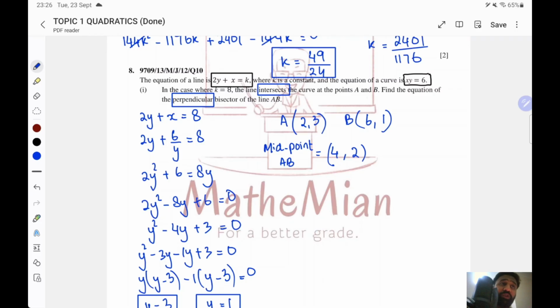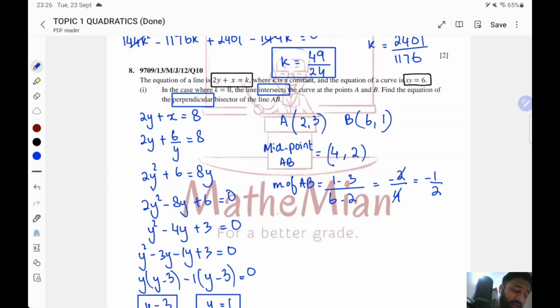Now we need to know the gradient of the line AB. The gradient of AB will be 1 minus 3 divided by 6 minus 2, which is minus 2 divided by 4. The gradient of the line AB is minus 1 by 2. But remember, the equation we need to find is of the line perpendicular to the line AB.